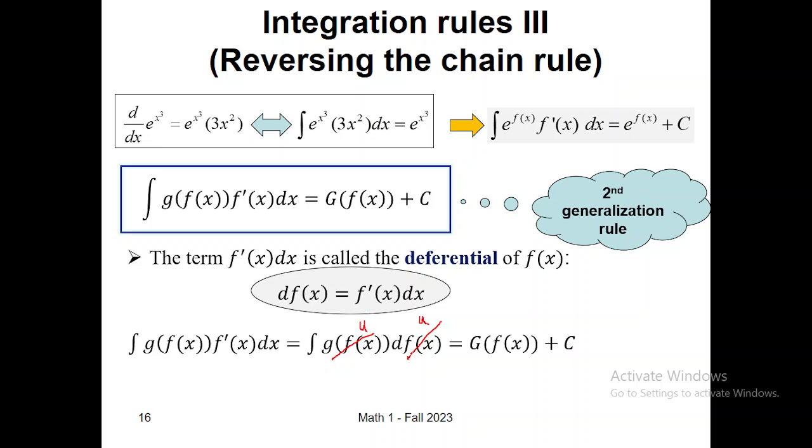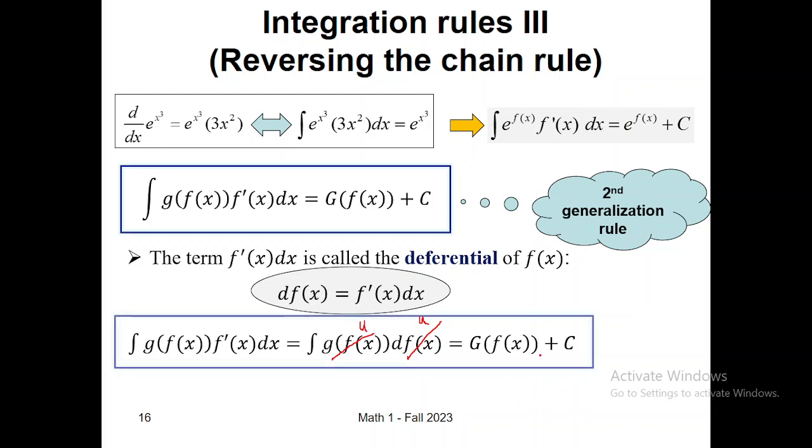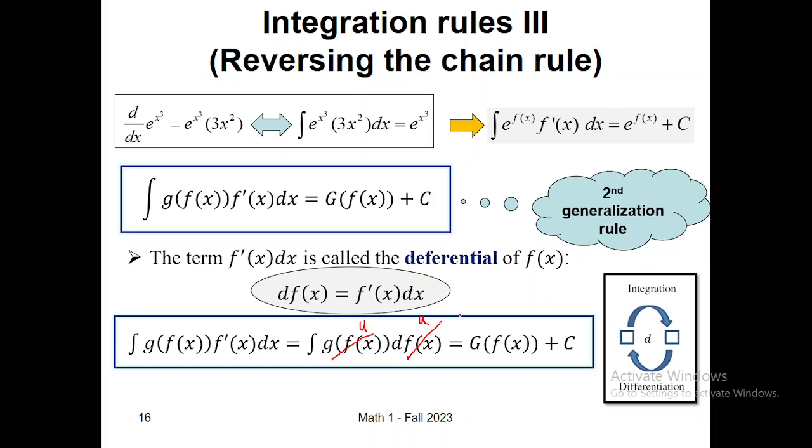It is simply as g of x dx. It will be g of u. It is g of f of x. So we can say that df of x equals f prime dx. And you can say also that f prime dx equals df of x.